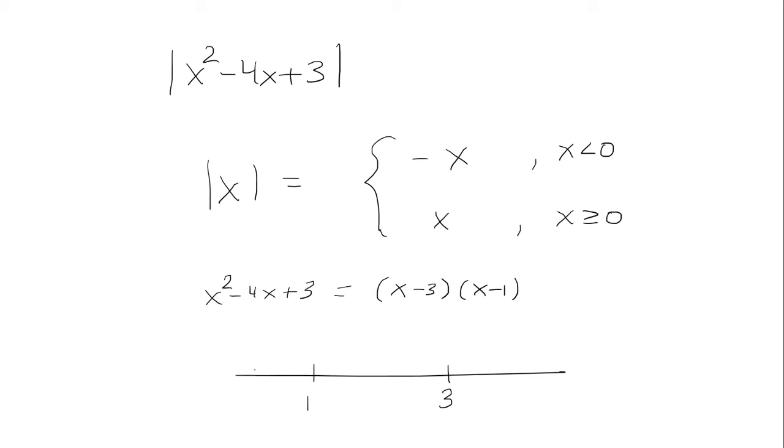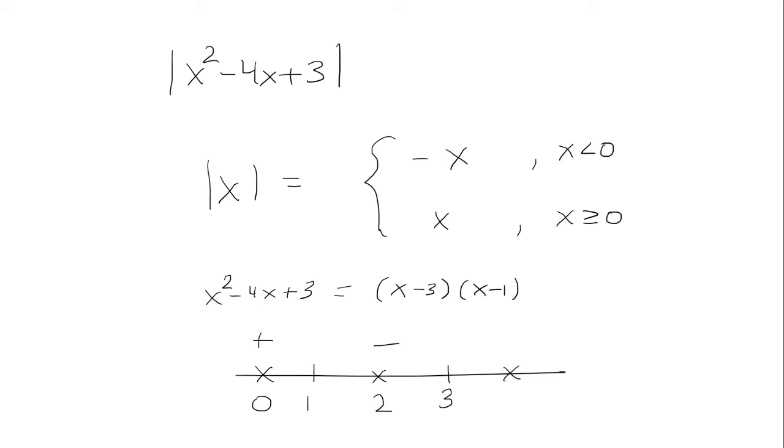So pick a point left of 1. Let's say 0. I plug it in. It would be easier to plug it in this one. So 0 minus 3 is negative, 0 minus 1 is negative, and a negative times a negative is positive. Pick a number between 1 and 3. Say 2. 2 minus 3 is negative. 2 minus 1 is positive. Negative times a positive is negative.